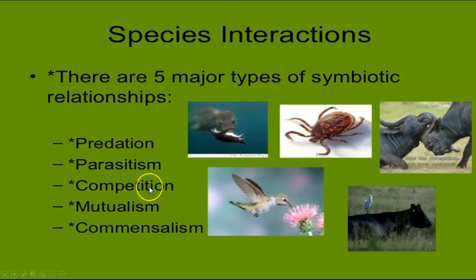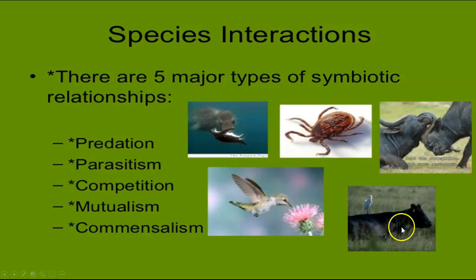Competition is when 2 organisms compete for the same resource. Mutualism is when 2 organisms come together and they both benefit. And then commensalism is when 2 organisms come together and one benefits and the other is neither benefited nor harmed.